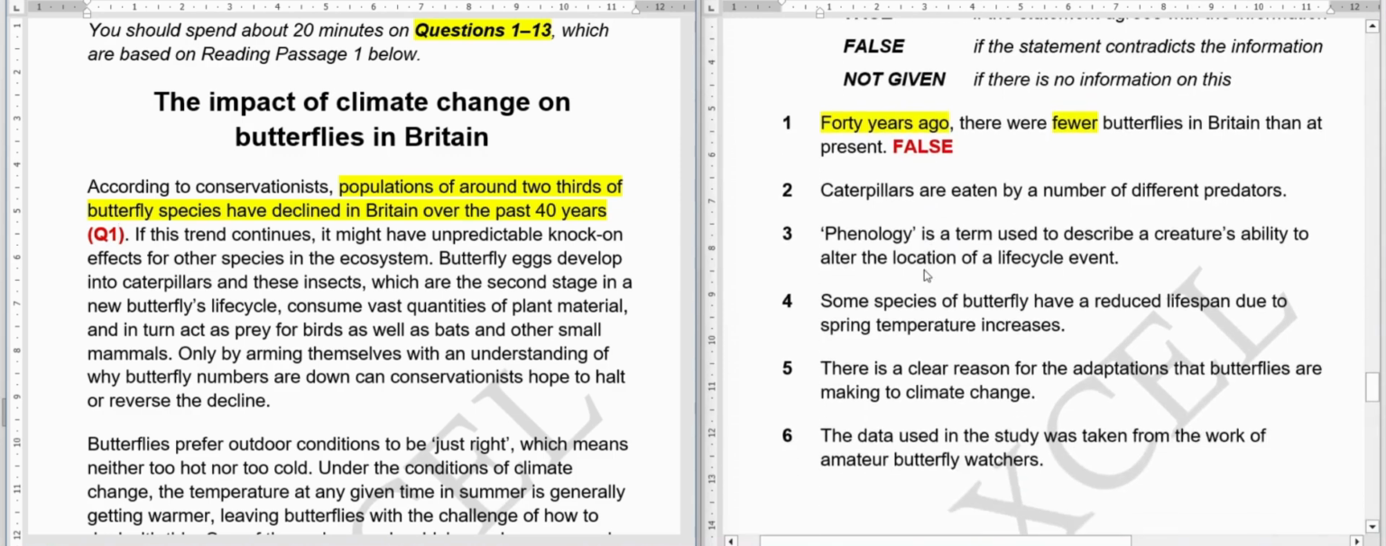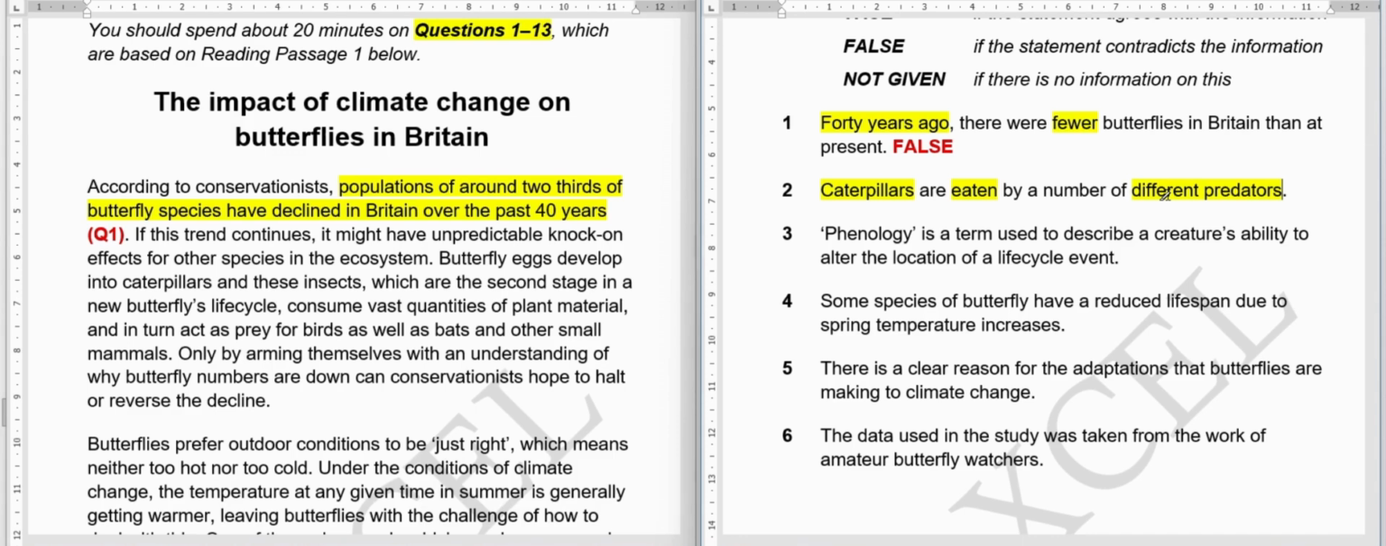Moving on to the second question. Caterpillars are eaten by a number of different predators. Okay, so first let me mark the important word: caterpillars eaten by a number of different predators. Instead of "different predators", they may have given names, so you should be very careful about that during paraphrasing in the passage. Do not try to find the word "different predators" or "various predators".